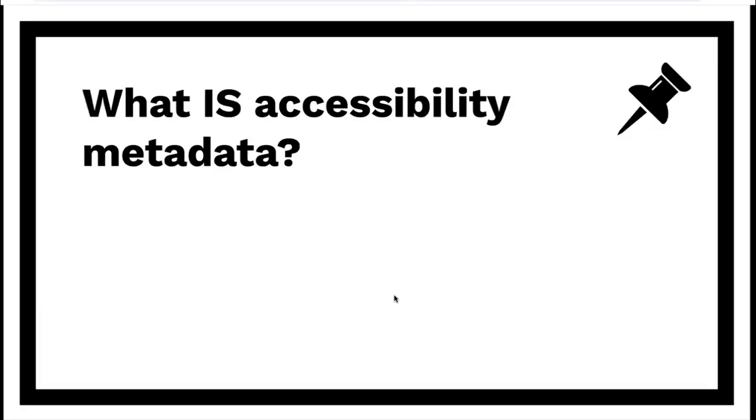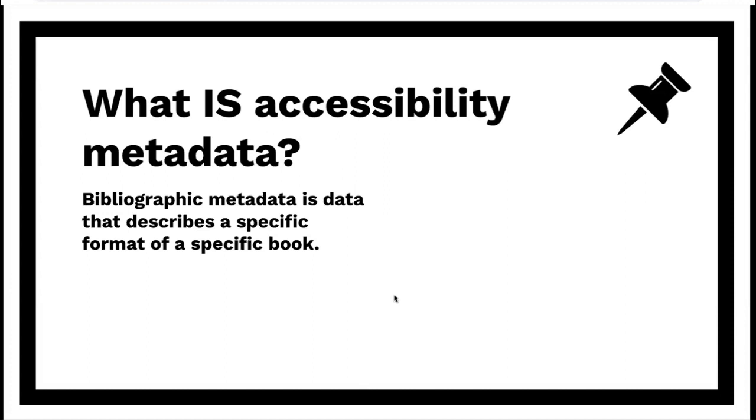There we go. So first off, what is accessibility metadata? This is going to be a little basic, but I do want to go over this before I get too far, just so that we're all on the same page. First, we're going to define metadata. Metadata is fundamentally data about other data, right? So data that describes data.